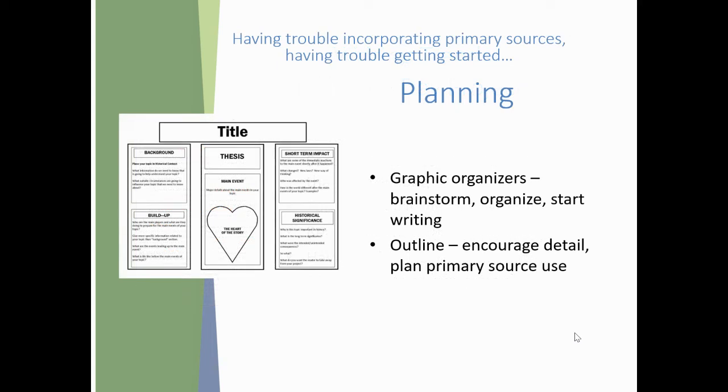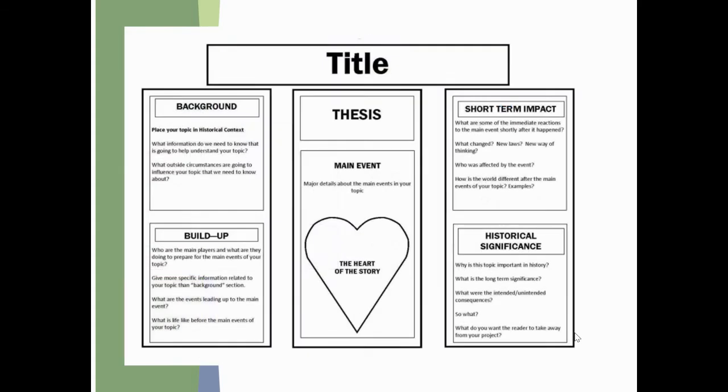If students are having trouble using primary sources or having trouble getting started with the writing in general, this tip starts even before the writing process. Good planning will set students up for success when they get to the writing. Graphic organizers like the one on the left are a great way to get started. This one automatically gives students a structure to follow. And just to show you close up, you can see here each section has prompt questions to get students thinking about what information should go there.